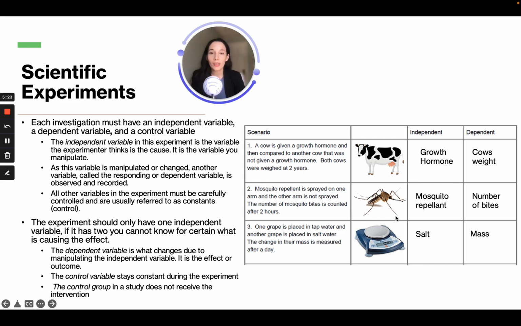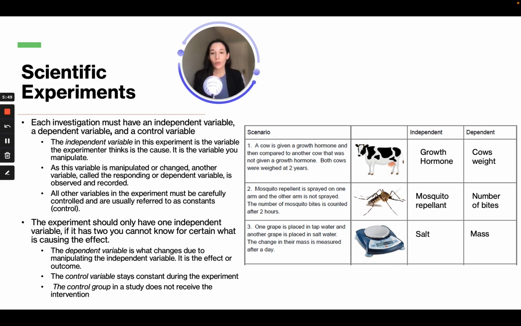Another example is mosquito repellent is sprayed on one arm and the other arm is not sprayed. The number of mosquito bites is counted after 2 hours. So the thing that we're manipulating is the mosquito repellent. We spray it on one side, not the other. So that's our independent variable. Our dependent variable, what we're looking at as what has changed, is the number of bites.